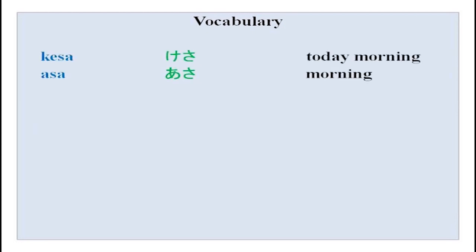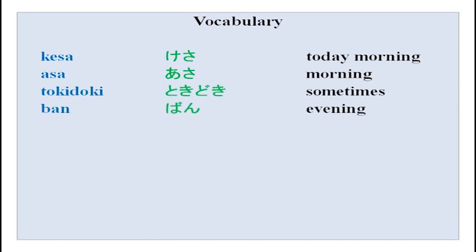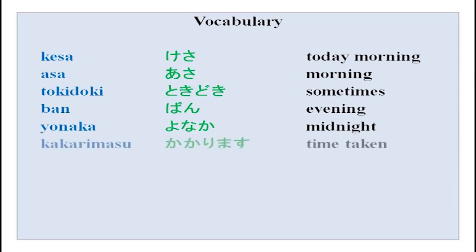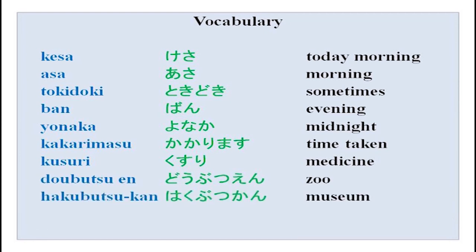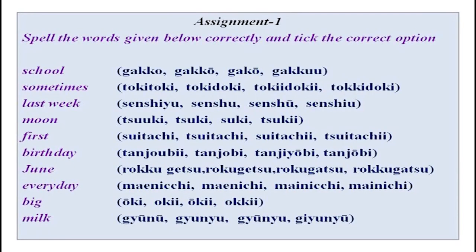Then this is vocabulary: kesa, asa, tokidoki, ban, yonaka, kakarimasu, kusuri, doubutsuen, hakubutsukan, kabuki.